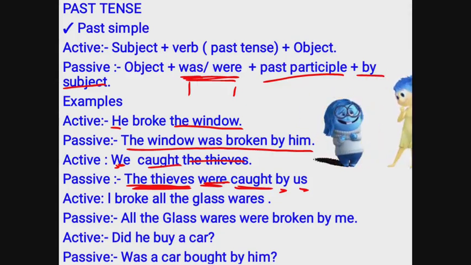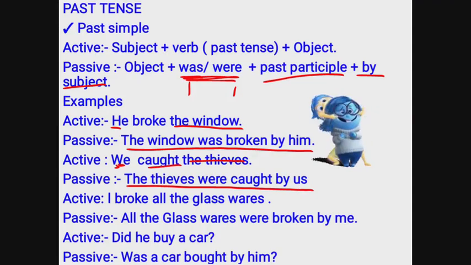If you're convinced about this, go to the table for the pronoun rule and you see it right there. Your we changes to what? Us. So we're going to have a sentence as written in a passive voice. Now it becomes the thieves were caught by us.